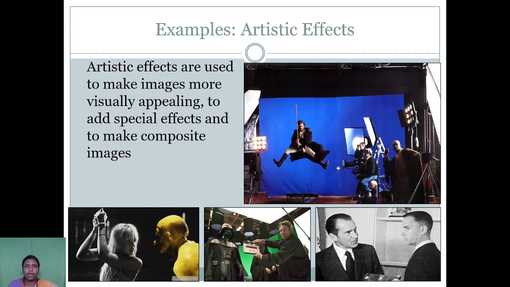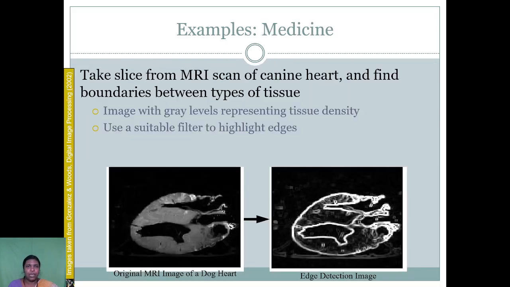And the next one is artistic effects. Artistic effects are used to make images more visually appealing, to add special effects and to make composite images. In movies or dramas, they use these artistic effects with digital image processing, and they get a better quality of the movie or the drama parts. And for examples in medicine, how are they using these image processing techniques in the medical field.